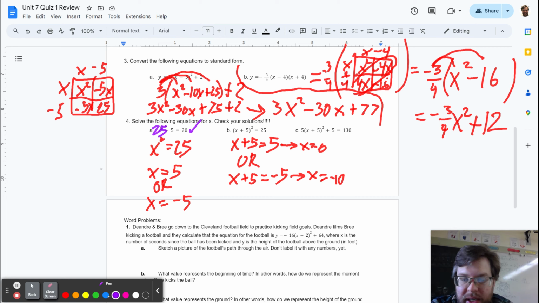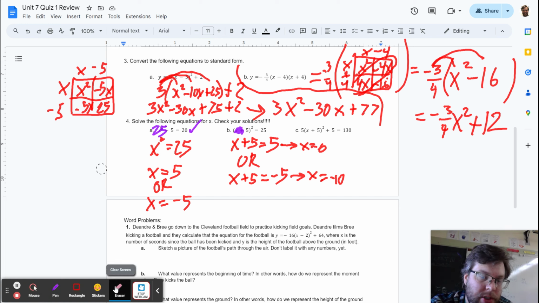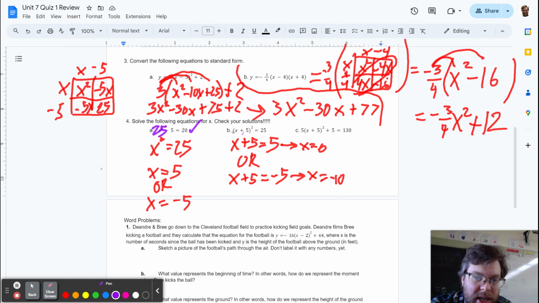Let's start with plugging in 0. If I plug in 0, I just have 5 squared equals 25, and that's true. So we know that 0 is a solution. If I plug in negative 10, plus 5 makes negative 5, and that also squares to make 25. So 0 plus 5 is 5, and square that, you get 25. Negative 10 plus 5 is negative 5. Square that, you also get 25. Both are solutions.